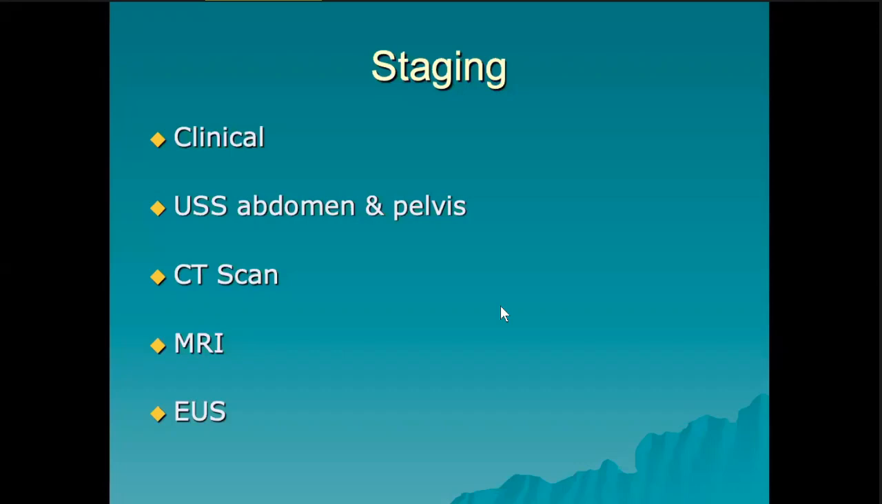But the mainstay of staging is a contrast CT scan. And nowadays, because these tumors can spread to both the chest and the abdomen, we do a contrast CT of the chest and the abdomen. And the abdomen also includes the pelvis. And there you can see whether there is local invasion. You may also see lymph nodes if they are somewhat enlarged.